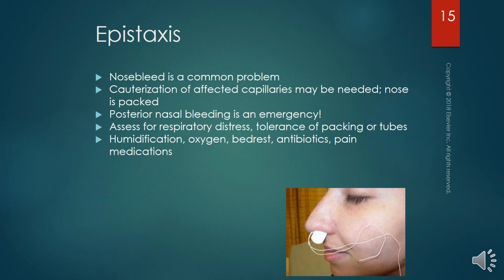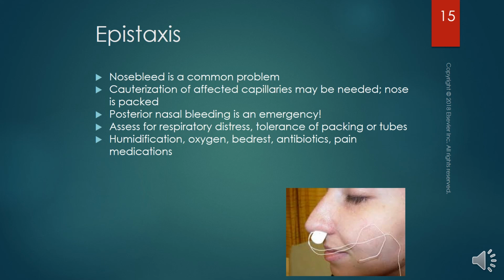The girl here actually has a nasal tampon in her nose, and they can be laced with cocaine, which actually helps to stop the bleeding in there. Of course, once we get it stopped, they're going to avoid nose blowing, any aspirin or NSAIDs, and any strenuous activity such as heavy lifting for at least a month.